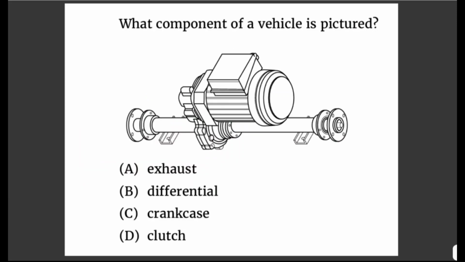What component of a vehicle is pictured? A. Exhaust. B. Differential. C. Crankcase. Or D. Clutch. The answer here is letter B. The differential has three jobs: to aim the engine power at the wheels, to reduce the gear, slowing the rotational speed of the transmission one last time before it hits the wheels, and to transmit the power to the wheels while allowing them to rotate at different speeds.